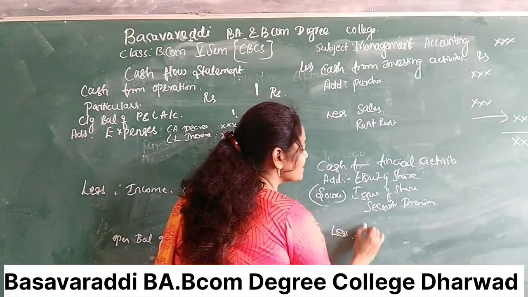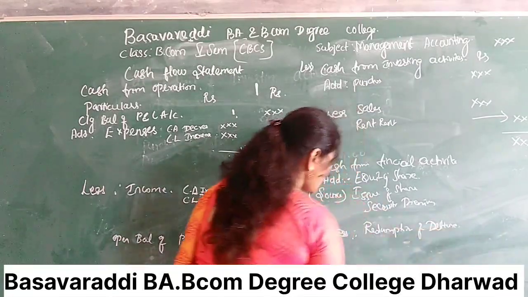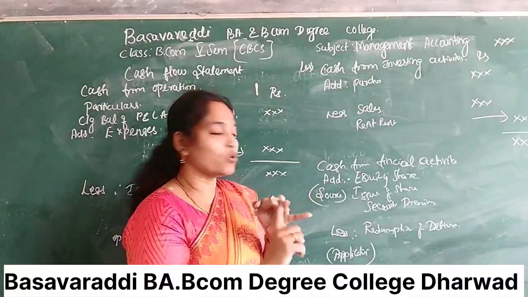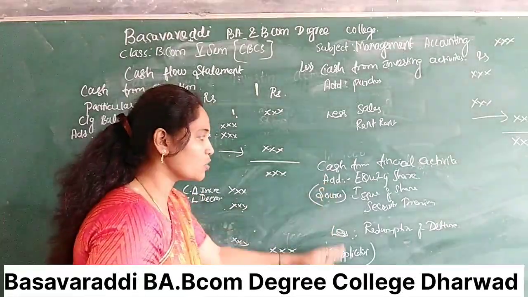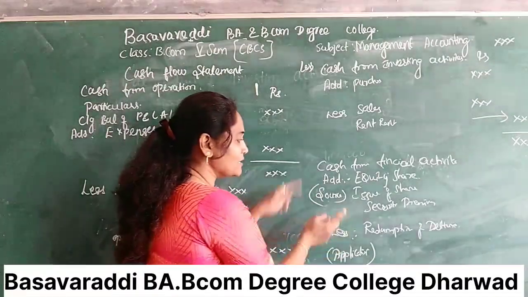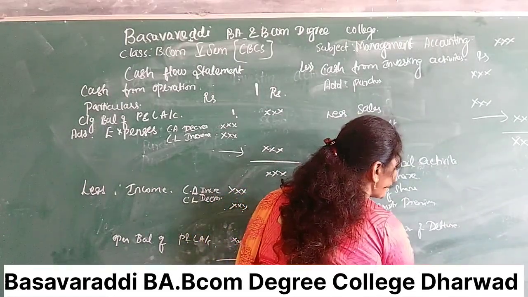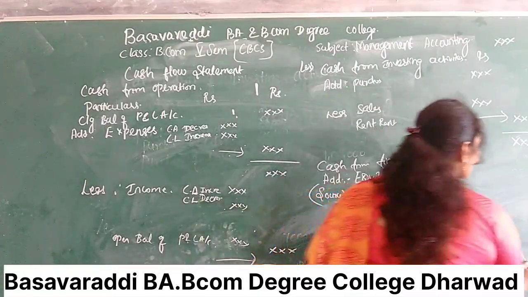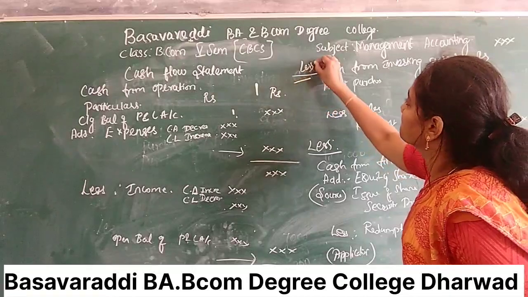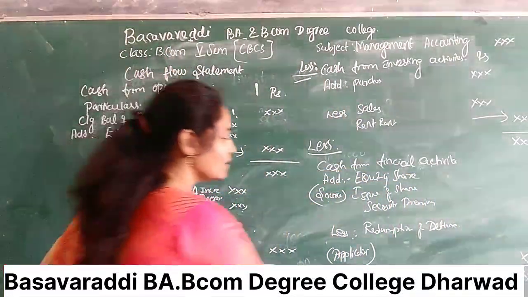We less some items, that is redemption of debentures. That is application. All borrowings, all loans come under this application. We have to less it from this source. Finally we get the finance, the cash we have to use in the organization, from source and application. That is named cash from financial activities. This also we have to less. Finally, you will get the amount of cash flow.